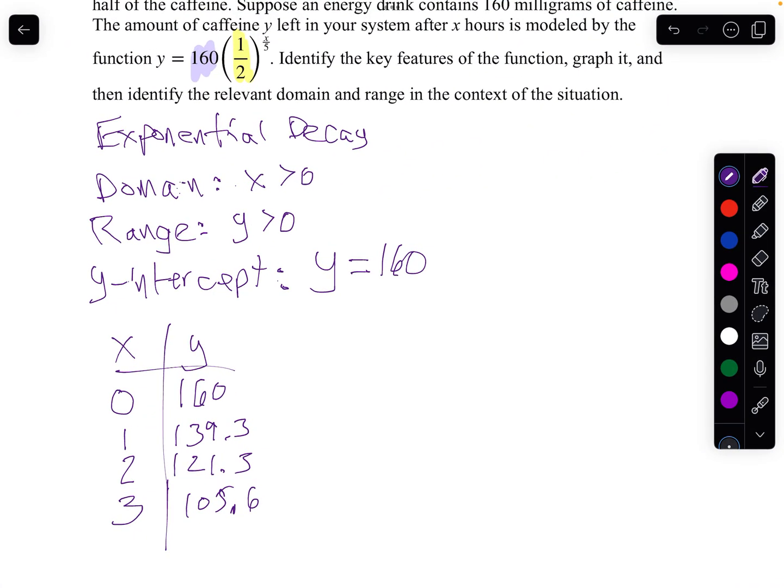And so when I tell you to sketch the graph, I just want you to show me its decay, and we'll put 160 right there to show the y-intercept. That's what you do when I ask you to sketch it by hand.